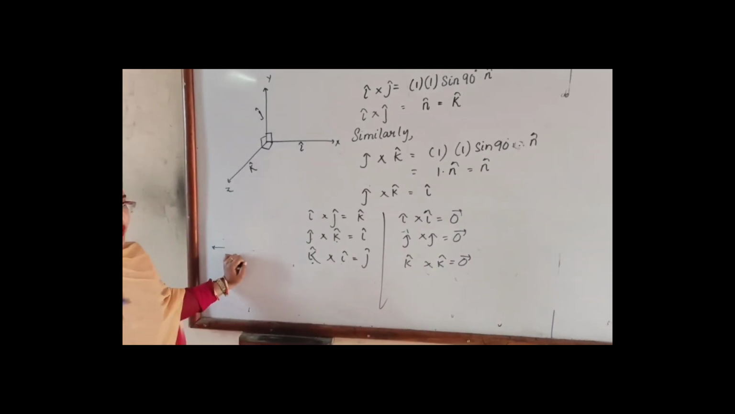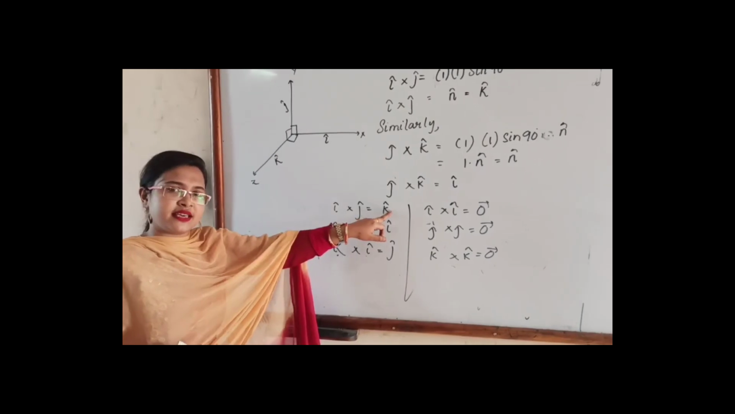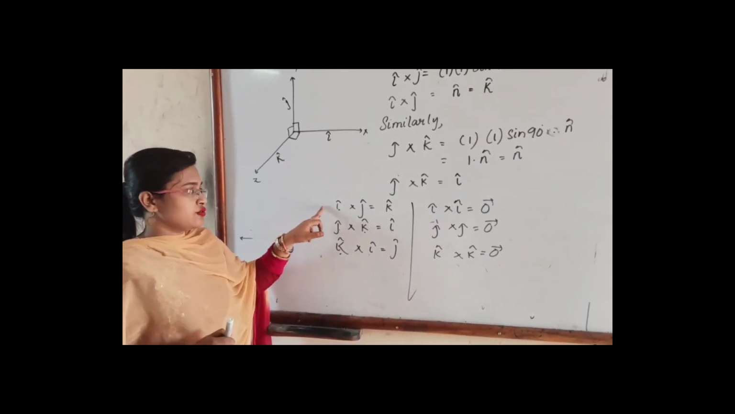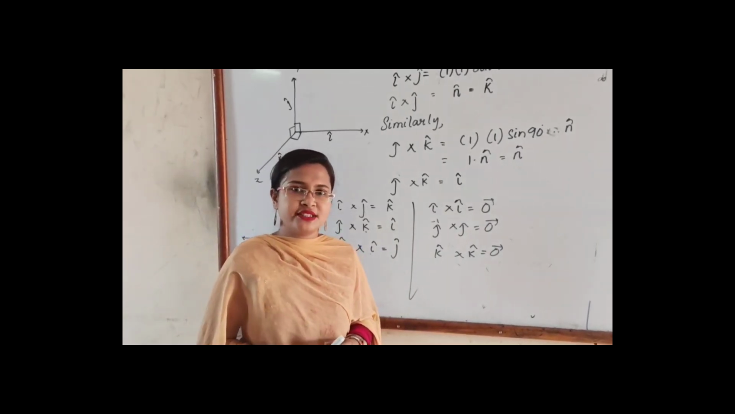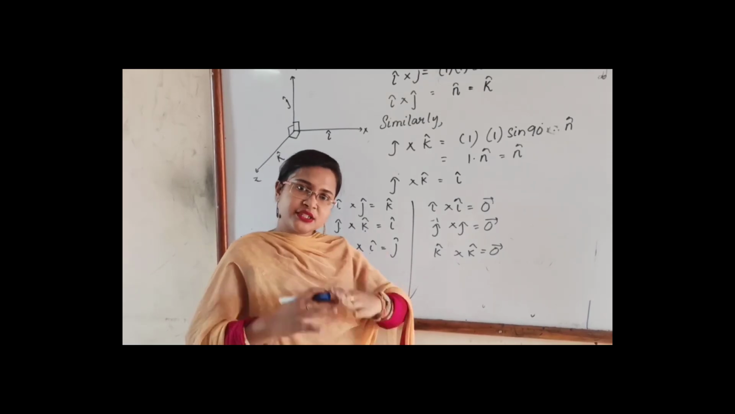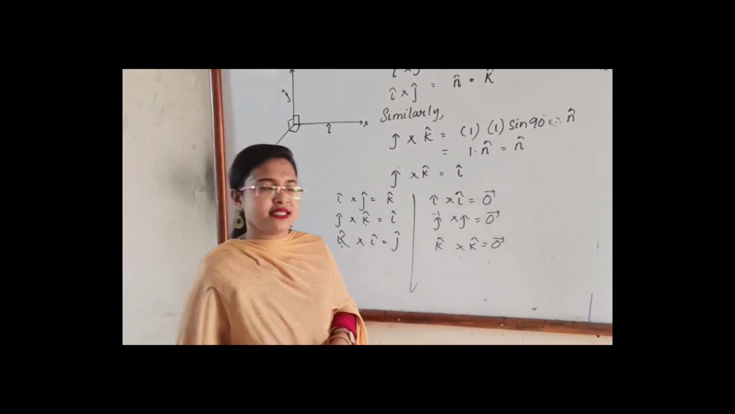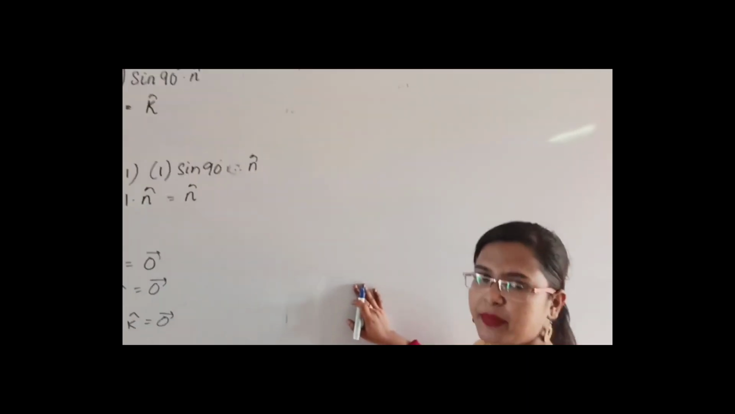An important thing arises here. We know i cross j is k cap. What about j cross i? I already told you that a cross b is not equal to b cross a. They are anti-commutative. The magnitude may be the same, but the direction is always opposite to each other. So let's see this in a cyclic manner.